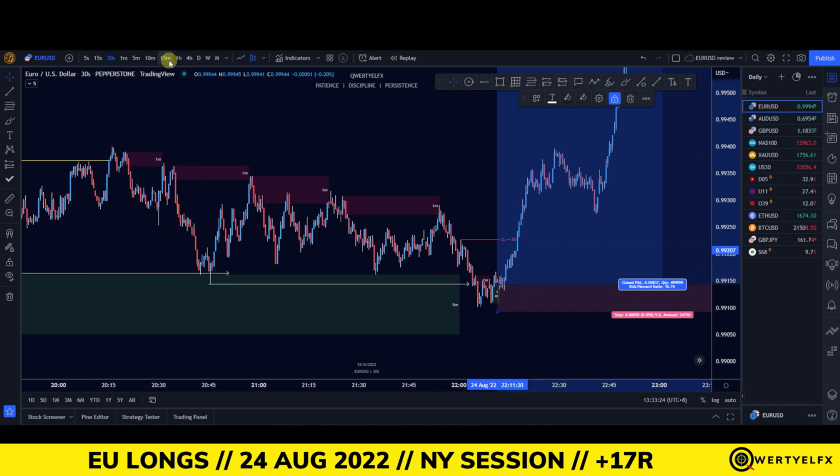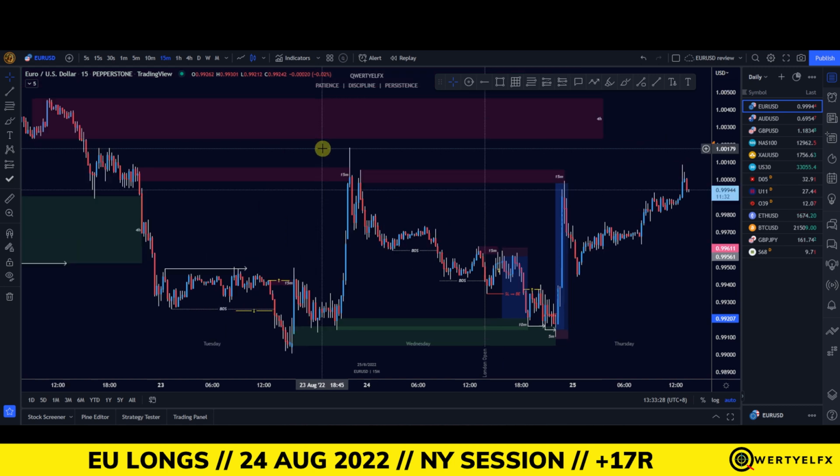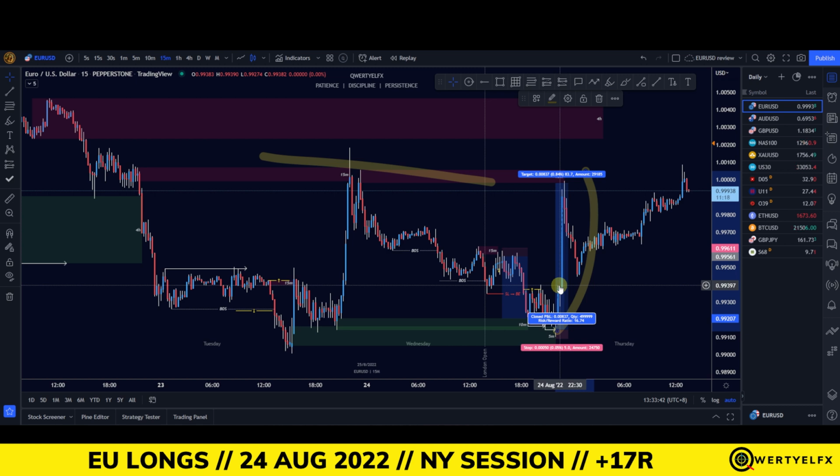So for targets, I was looking to target this 15-minute sell zone over here because we did have a chain forming. So we can see that price just pushed up straight towards it, and then yep, you're done with the trade during the New York session for about 17R.